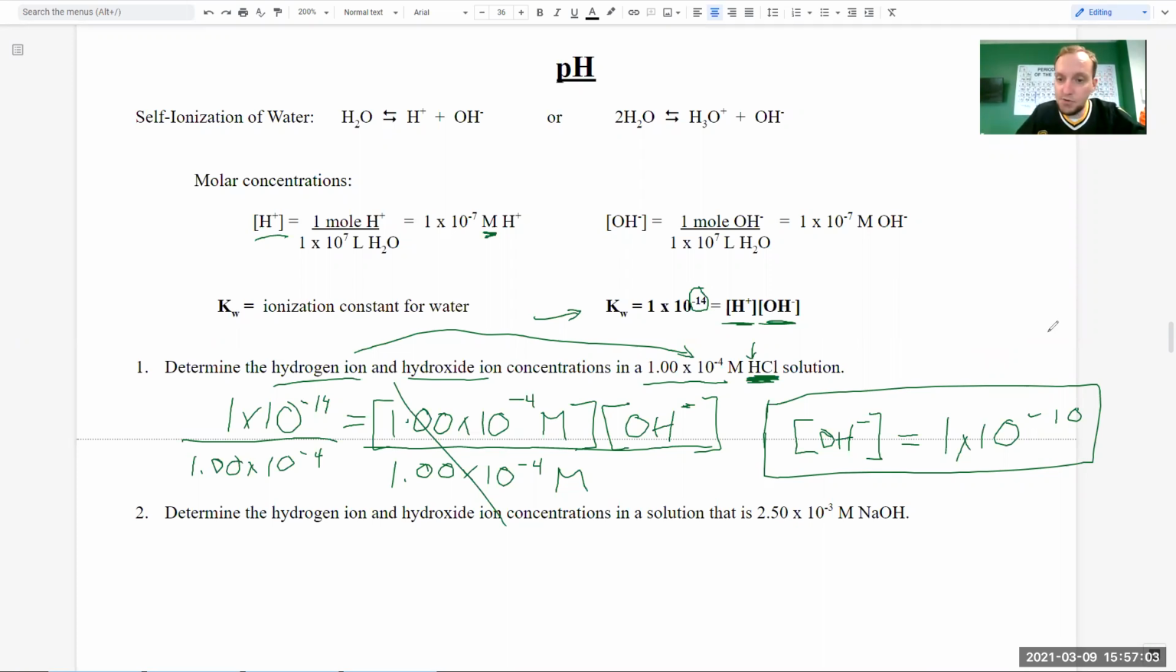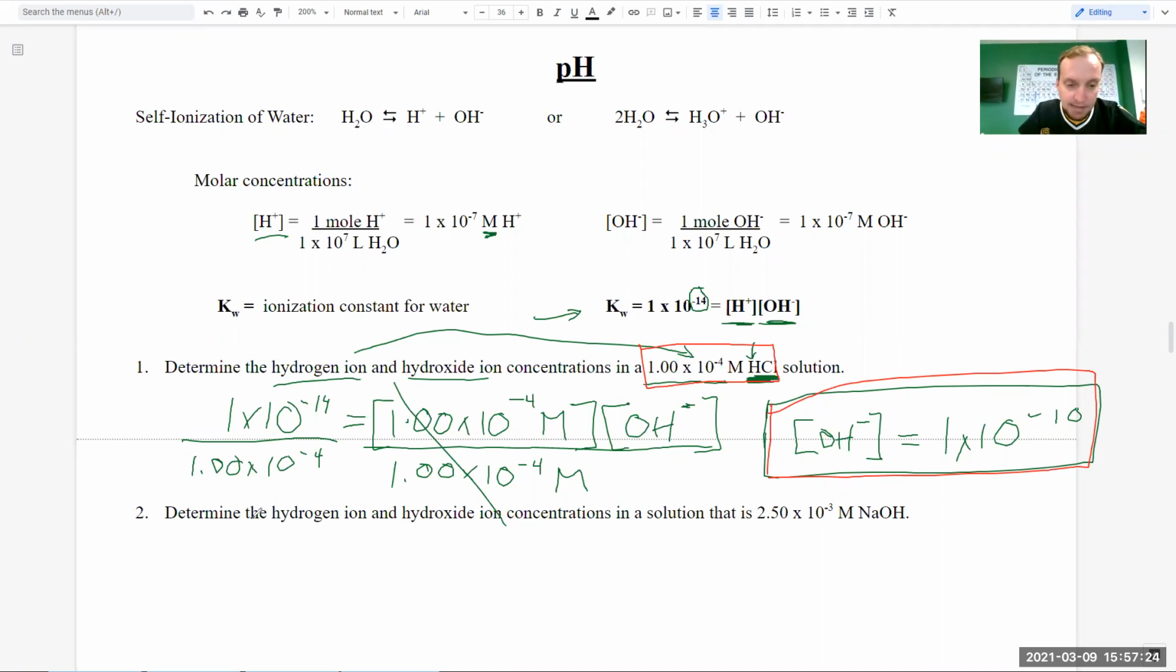So we have an answer here for the hydroxide. I'm going to go ahead and put it in red. We have the answer right here for hydroxide, and then we have the answer right here for our hydrogen H plus concentration. So that's how we're going to do number 1. Number 2 is going to be very similar.